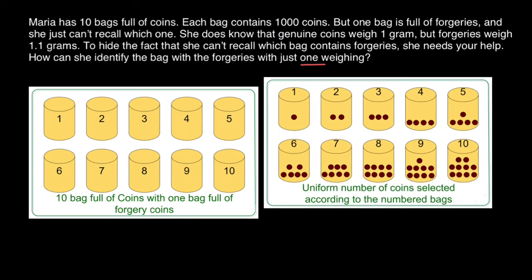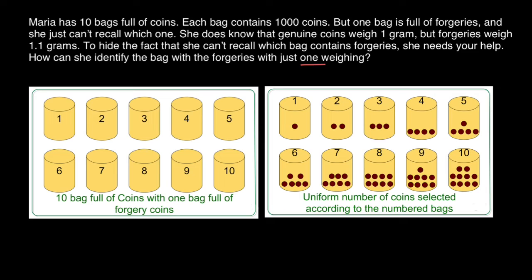In order to find the bag with forgeries with only one weighing, we have to take one coin from bag number 1, 2 coins from bag number 2, 3 coins from bag number 3, and so on, and from the last one, 10 coins. If we add all these numbers, we know that each fine coin weighs 1 gram. So we should get 55 grams if we weigh all these coins.